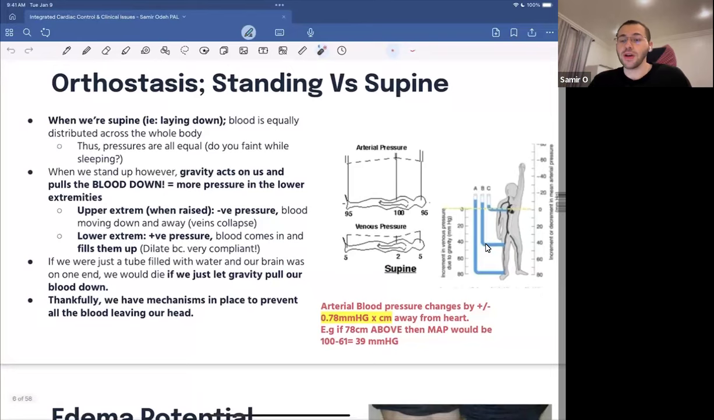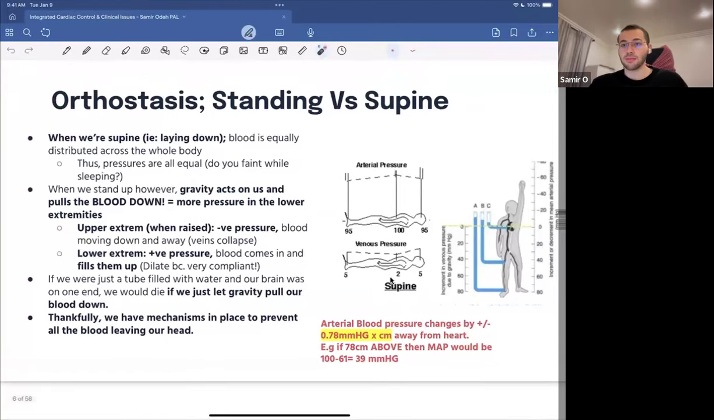However, thankfully, we do have a mechanism in place to prevent all that blood from going down to your legs, because your brain does need blood, needs to be perfused. If the brain isn't perfused, does anyone know what happens? Essentially, what happens is syncope. You faint. And we're going to discuss that soon, inshallah.